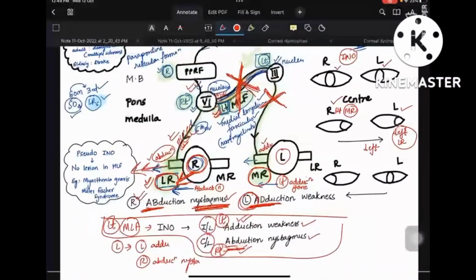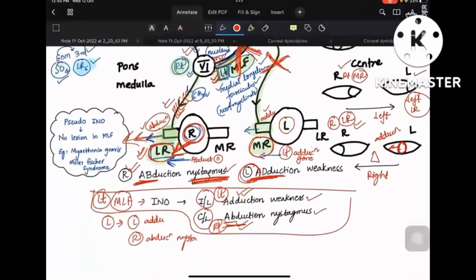Now when you ask the patient to look towards the right side, in this direction, here the right LR is okay, functioning, but the left MR is not functioning. The eyeball is in the midline only. It is not moving towards the medial side, towards the nose. That is, adduction movement is lost. So here you interpret that left-sided adduction movement is lost.